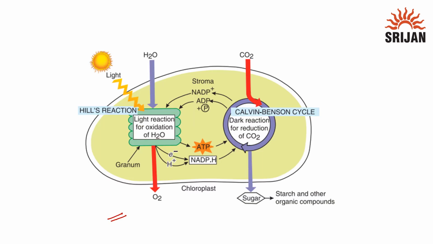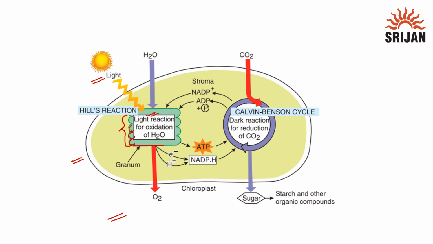Here we have the diagrammatic representation of entire mechanism of photosynthesis. So this is light energy and this is chloroplast. Inside the chloroplast we have structure called as grana, and this disc shaped structure is called as thylakoid. This thylakoid is the place where light reaction takes place.